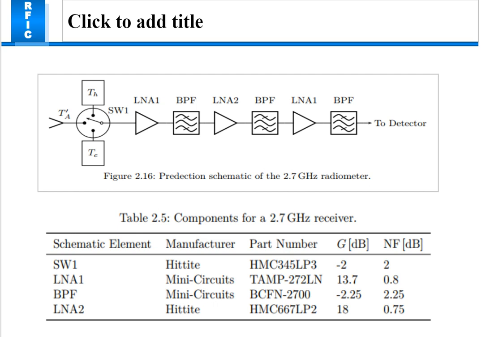Next, as you can see in this table, the elements are categorized and the schematic is summarized: which software, the manufacturer name, the part name, the gain, and the noise figure, with all the frequency data, whatever is used in this 2.7 gigahertz radiometer prediction schematic. These components are used for the 2.7 gigahertz receiver.